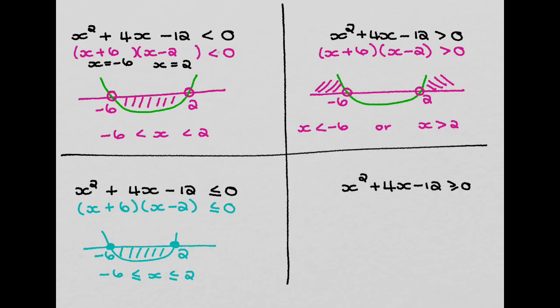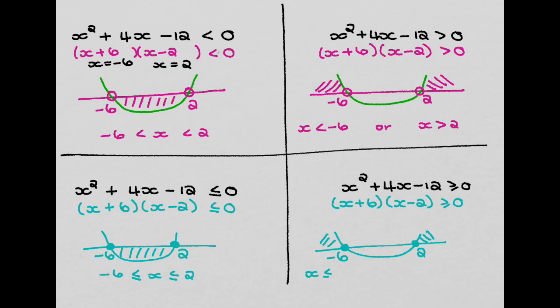On the other side, I have x plus 6, x minus 2, greater than or equal to 0. Draw my number line, draw the quadratic. Greater than or equal to means closed dots, and it means that I'm shading to the side. Still negative 6, still positive 2. But this time my answer is x is less than or equal to negative 6, or x is greater than or equal to 2. Pause, make sure you've got all of this written down.